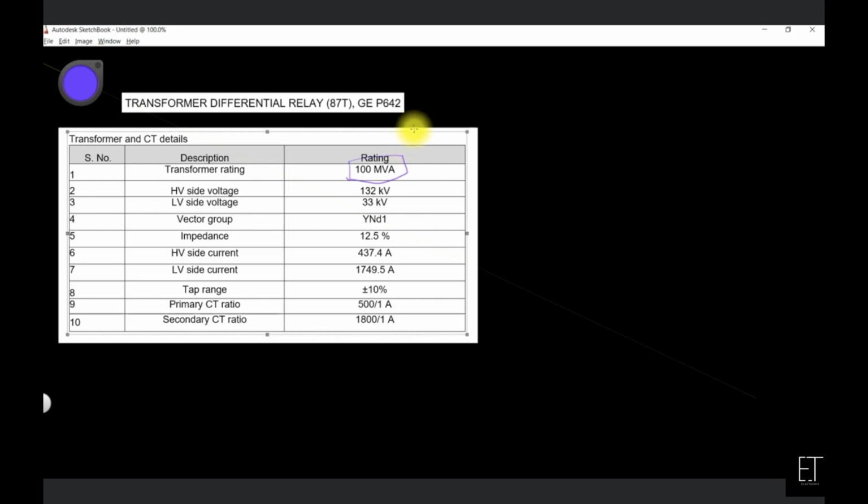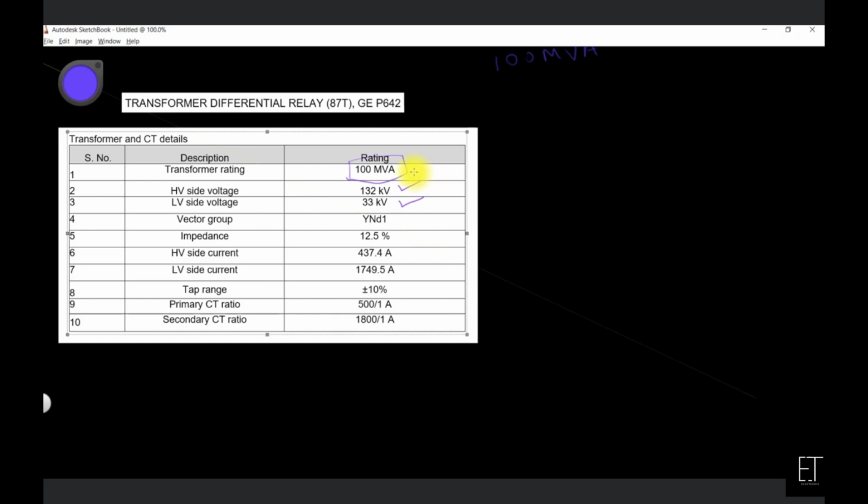Normally at the distribution level, you will see 500 kVA, 1 MVA or 2 MVA transformers. But at the transmission level, the capacity of the transformer is quite big. So 100 MVA is our transformer rating. Next is the voltage level. The voltage level of the transformer at the HV side is 132 kV, and the LV side voltage is 33 kV.